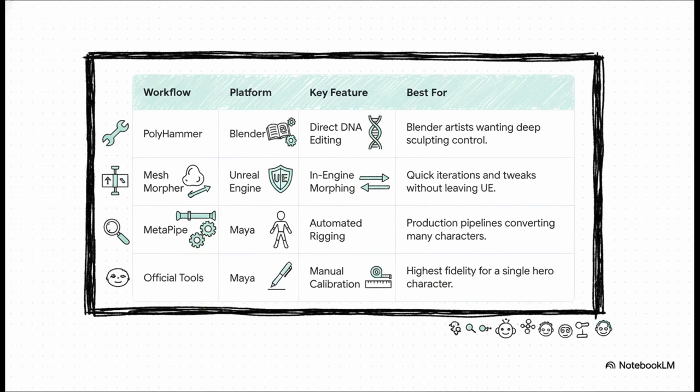Now, if you'd rather stay inside Unreal, Mesh Morpher is your jam. It's perfect for quick tweaks, creating morph targets, and fitting the skeleton to your new shape without ever leaving the engine. For the big studios running a serious pipeline, Metapipe for Maya is an absolute powerhouse for automating conversions. And finally, if you're working on a hero character and need every single detail to be perfect, like an exact actor likeness, then you'll want to use Epic's official manual workflow in Maya. It gives you the most control, bar none.